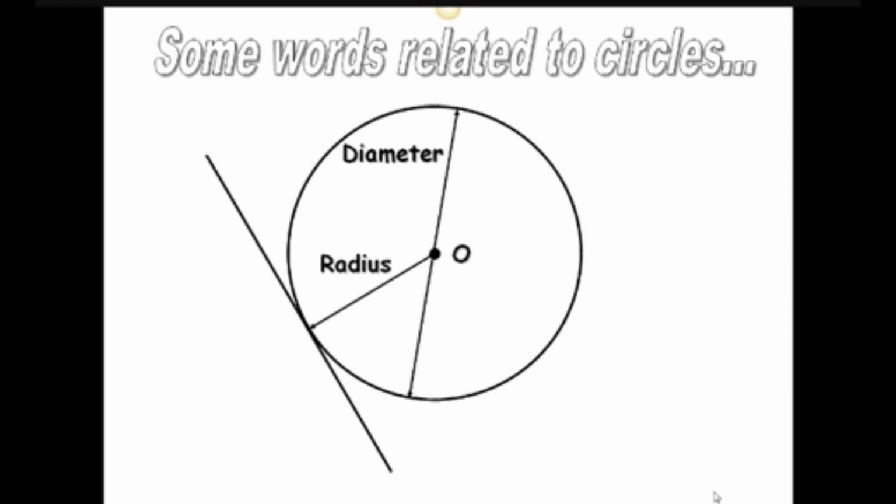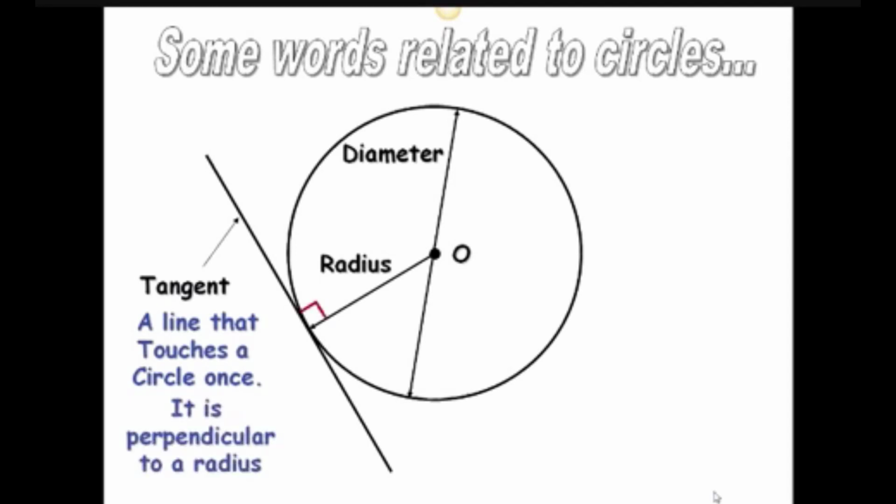And from the centre to the edge, half the diameter, is the radius. A line outside the circle which touches the circle in one place is called a tangent. A tangent and a radius are always perpendicular. They're always at right angles to each other. That's a very important fact to remember, and we will come across that later on. A line, a bit like a diameter, that goes from one part of the circumference to another, but doesn't necessarily have to go through the centre of the circle, is called a chord.